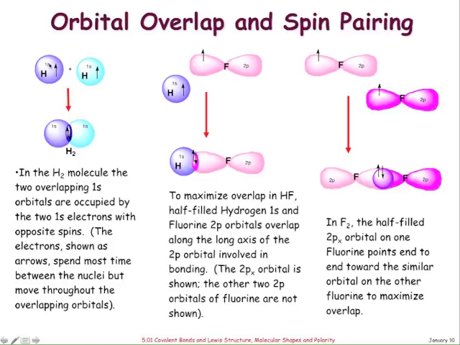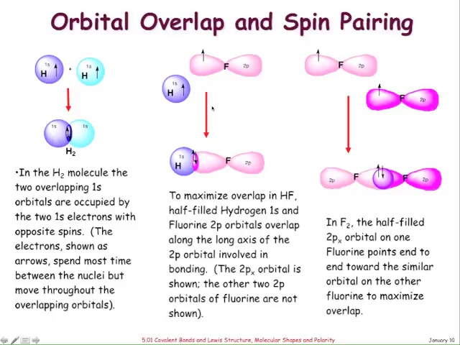Here we know that the single electron on hydrogen is found in the 1s orbital. So when the two hydrogen atoms come together, the overlap of the 1s orbitals between the two hydrogen atoms forms what we call a sigma bond. And the two electrons are shared between the two hydrogen atoms.